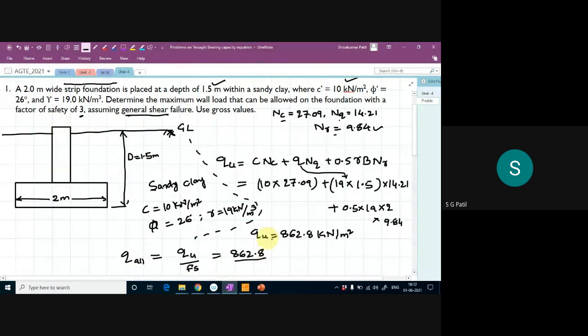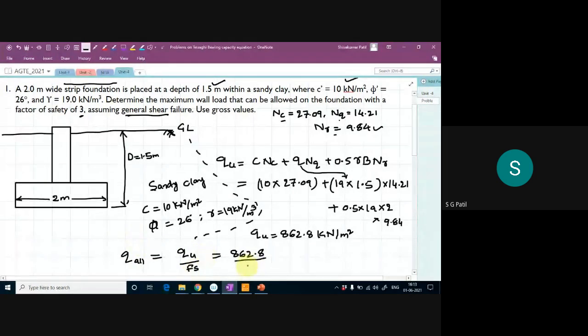So this is the ultimate load. At this load, the foundation is going to fail, and you don't want a failed foundation for your structure. The foundation should never fail, so you have to apply a load lesser than this. So what is the allowable load? Q allowable is nothing but your ultimate load divided by factor of safety.